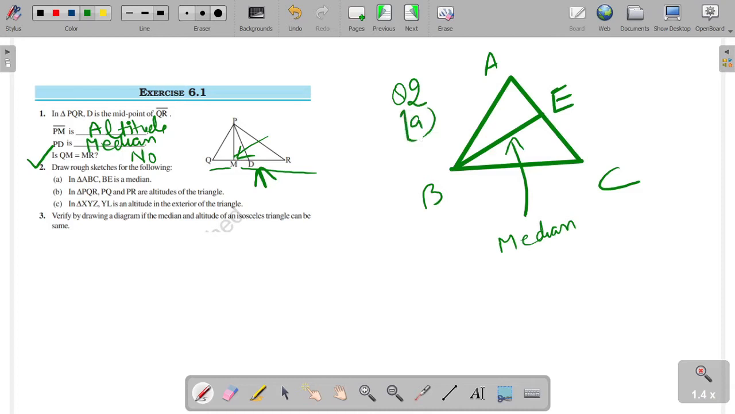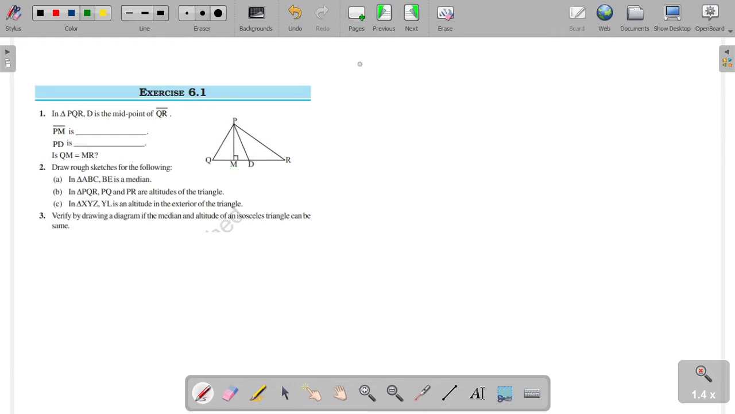Now we talk about the B part, question number 2. PQ and PR are the altitudes. Here you can see PQ and PR are the altitudes. So we draw a triangle PQR.